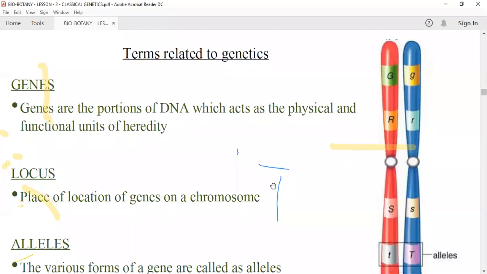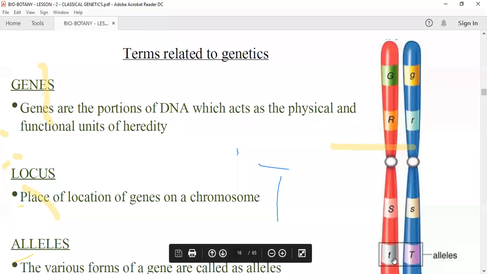Okay, next we have to see the terms related to genetics. First, you already know what genes are. Genes are portions of DNA which act as the physical and functional unit of heredity. This is an important definition. So this is a portion of DNA. Last year you studied the structure of DNA. In that structure of DNA, the genes are situated, which act as the physical and functional unit of heredity. Here you can see capital G, capital R, small s, small t, and all these we can call genes.